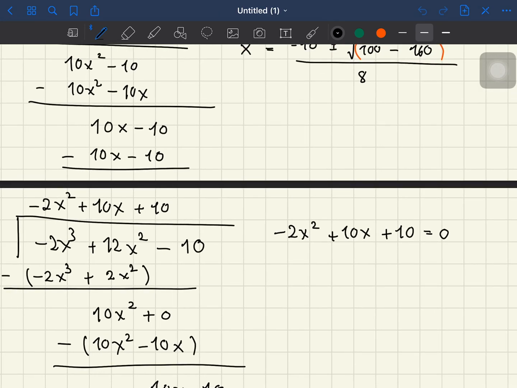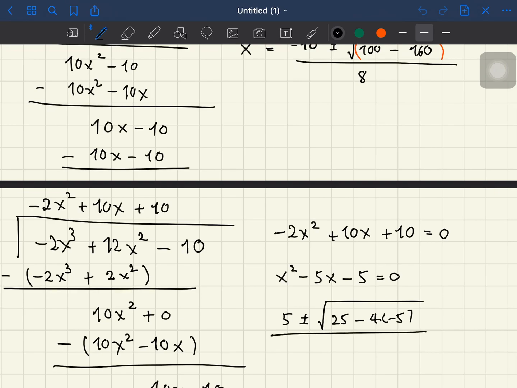Using the same concept, we try to further simplify this equation. You will have this equation here, and I just want to check whether or not I'm able to get it. Yes, I have, finally. So I can use the quadratic formula again. And then you will have this.